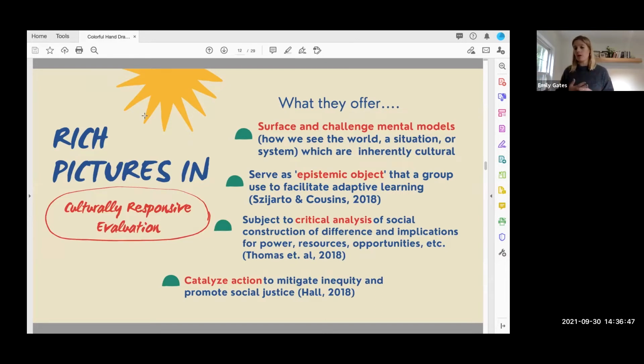If you use this within an evaluation setting, which we'll talk about as well, it can help us self-reflect and think about what we might do differently within our evaluation planning or our evaluation design. So as I said, we're discovering some of these offerings as we practice using it.